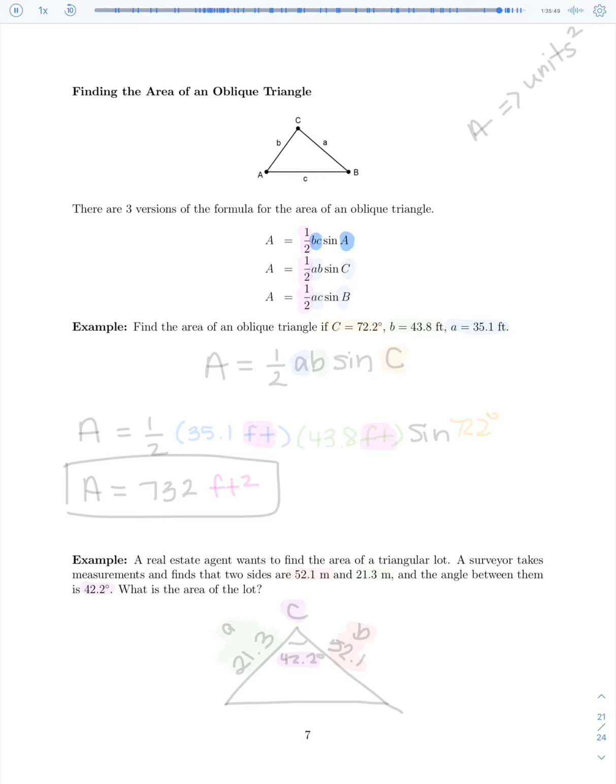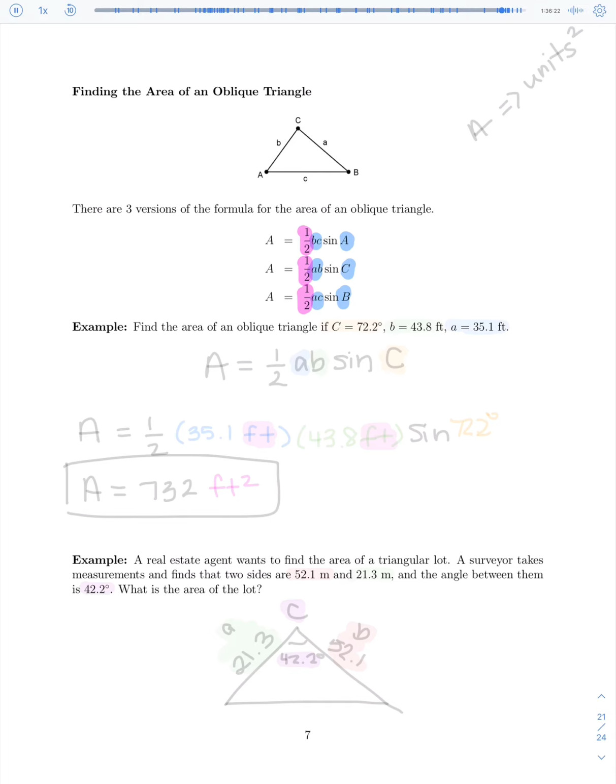Then the next one says A and B, and then you want to take sine of the angle C, which means, again, you want 2 sides, but the angle that doesn't match up with them. Same thing here with the last one, the 2 sides A and C, and then sine of the angle that doesn't match up with them. And we are always used to having a 1/2 in the area of any kind of triangle. If you remember the old school formula for the area of a triangle, it's 1/2 base times height.